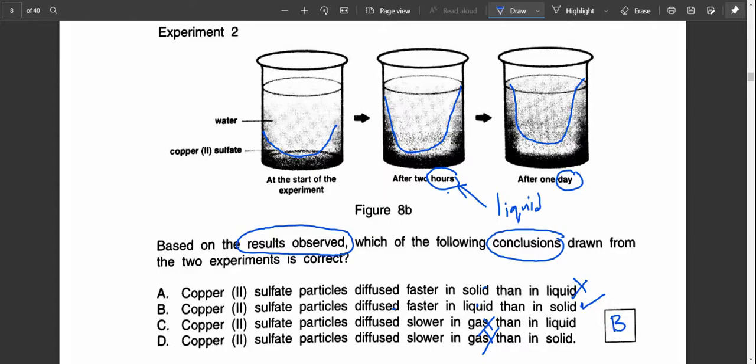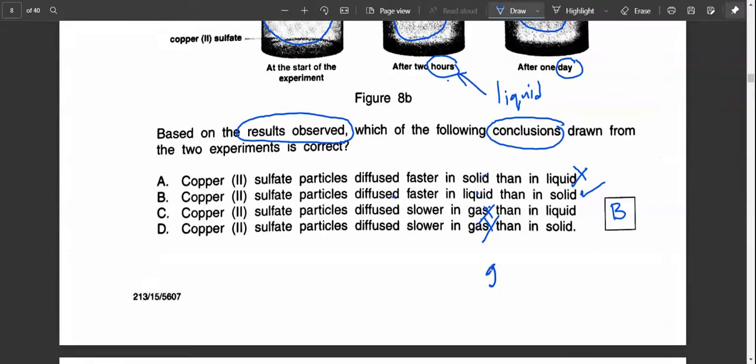But if gas is shown, definitely gas will be the fastest among these three. So diffusion will always occur fastest in gas, followed by liquid, followed by solid.